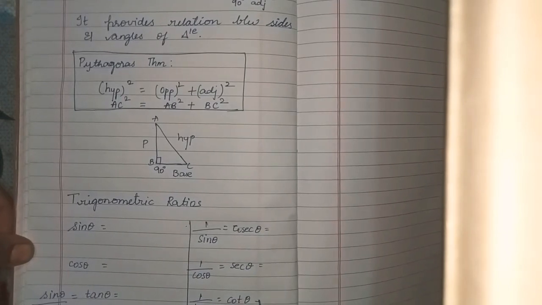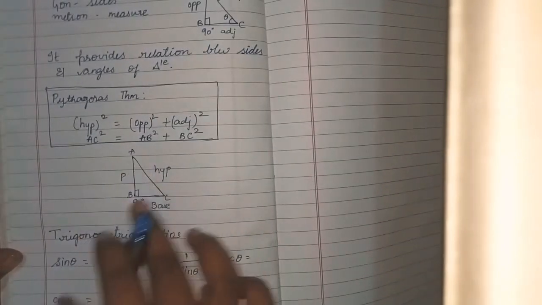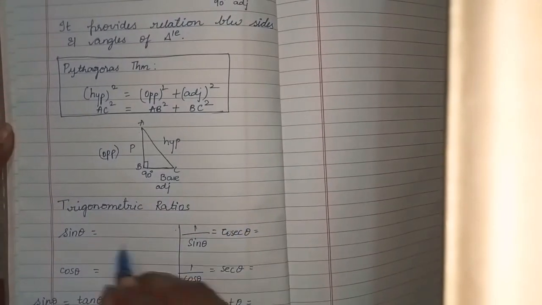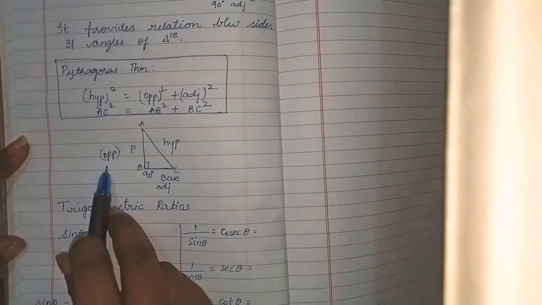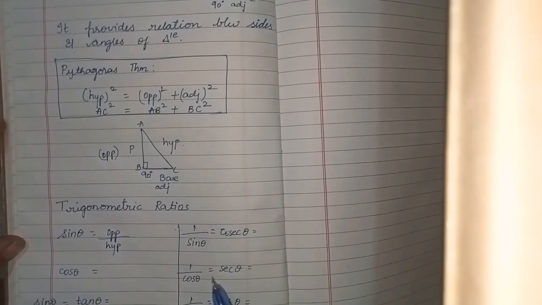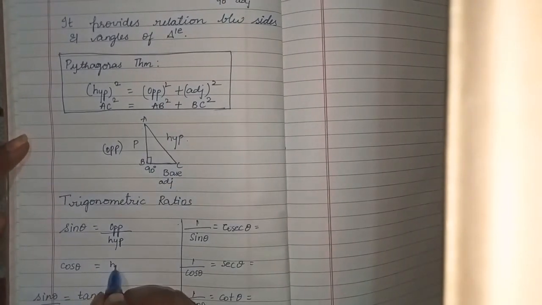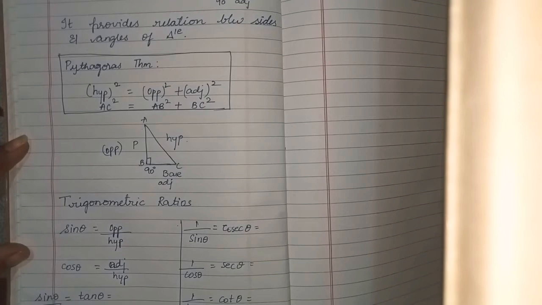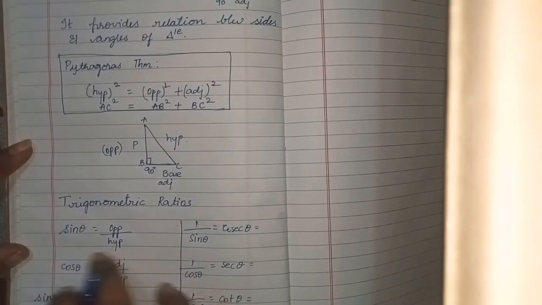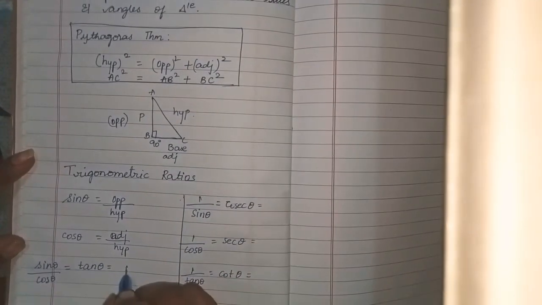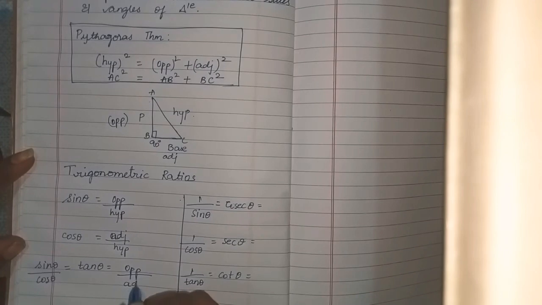Now look at this figure. You can name it as opposite, and you can call this adjacent also. What is sine theta? Sine theta is opposite by hypotenuse. What is cos theta then? Adjacent by hypotenuse. Next, what is tan? Sine by cos. If I divide this, hypotenuse and hypotenuse will get cancelled. I'll be left with only opposite by adjacent.